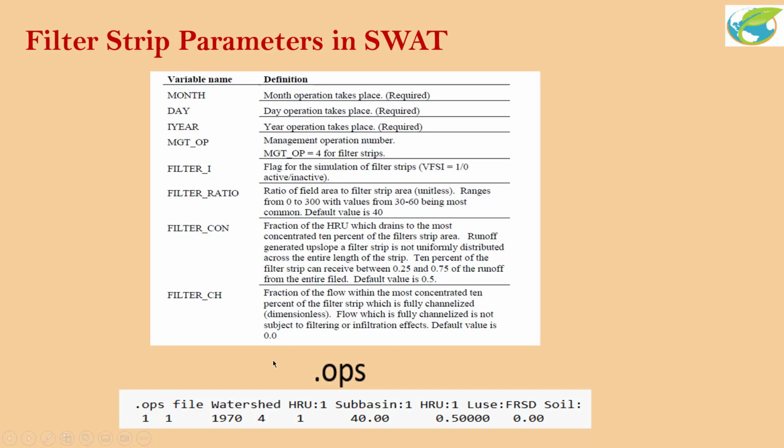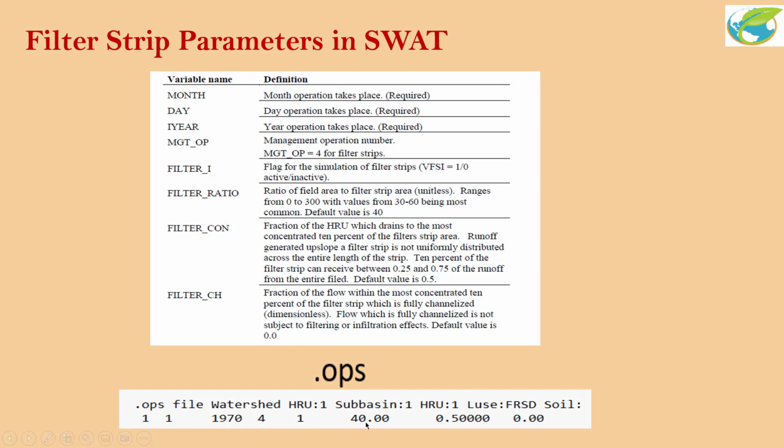So the parameters are expressed in the .ops files. So what you need here is month, day, and year when the option becomes available, and then the number of the management, and then the flag, which should be set to 1. So you have to remember the flag is here, so the dates are here. 4 is the number of the operation, and 1 is the flag.